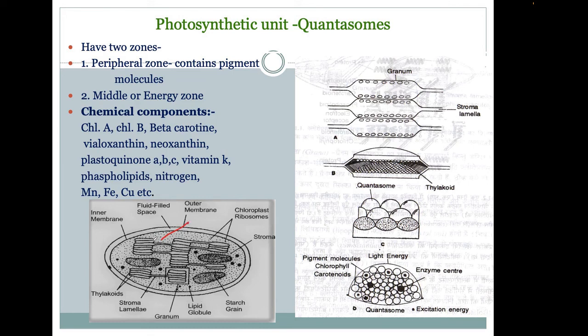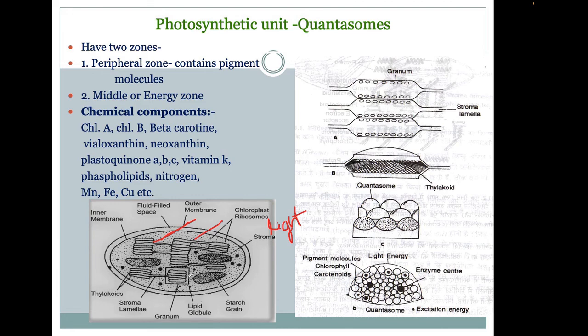So, light reactions occur in the granum, and in the stroma, which reactions occur? Photosynthesis has two stages. One is the light reaction and another one is the dark reaction. Light reactions occur in the grana and the dark reactions occur in the stroma.